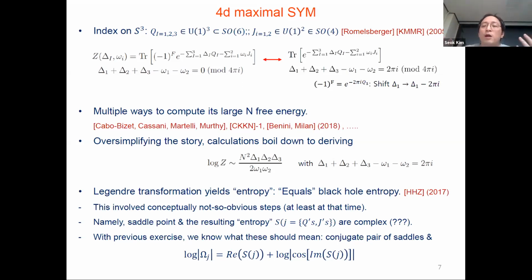It has an analog parameter of temperature, although it's not real temperature, and you can weight the states with 5 charges appearing in this maximal super Yang-Mills that BPS states can carry. So you can have 3 R charges, you can have 2 angular momenta. So you first start to introduce 5 chemical potentials for that, which I call delta 1 to 3, omega 1, 2. You have minus 1 to the F, you trace over it, it becomes an index.